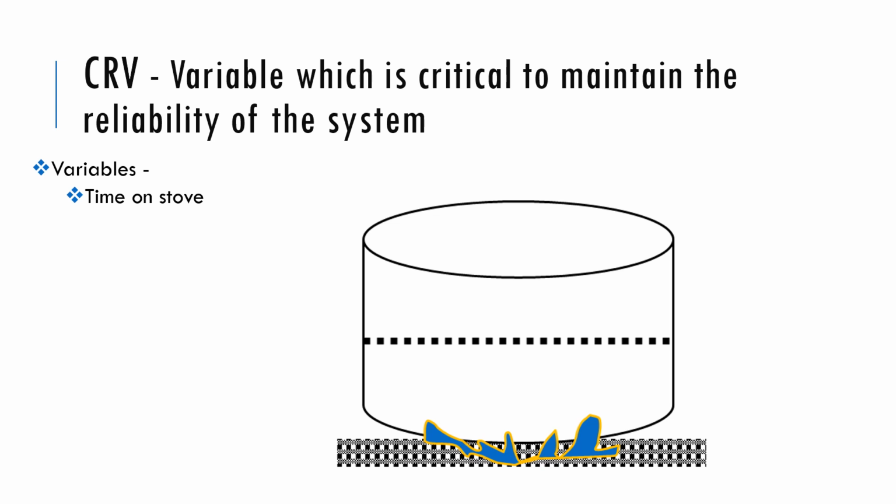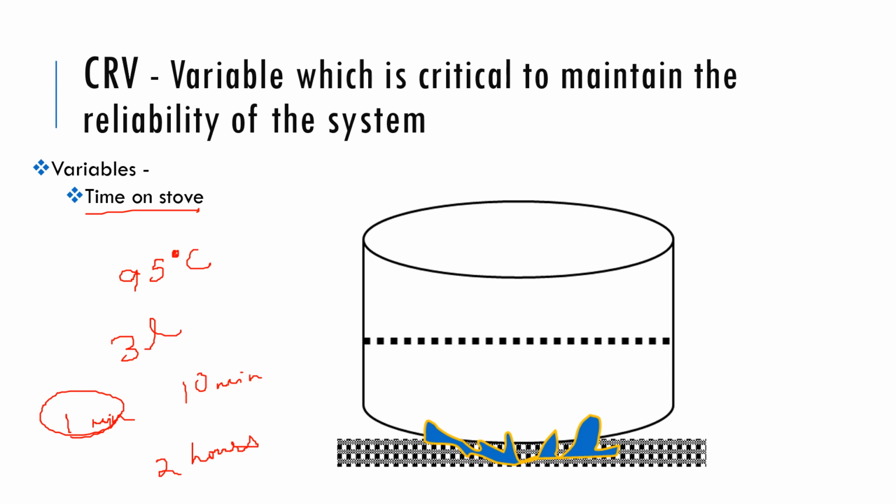The third critical variable would be the time. Suppose we maintain the previous two conditions, so say we maintain the temperature at 95 degrees Celsius and we take a 3 liter vessel. Now we take three conditions for time. Let's say 1 minute, 10 minutes, and 2 hours. If we take 1 minute, it would probably heat it up from room temperature to 95 degrees Celsius, or may not heat it up. So 1 minute may be too short a time to ensure boiling.